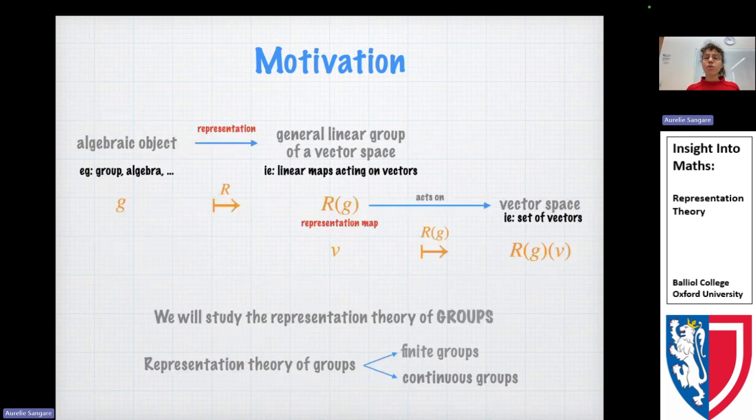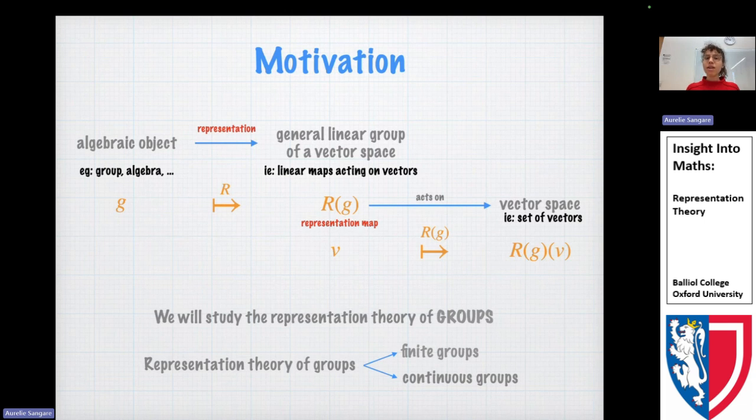And finally, before moving on to giving you the formal definitions of the concepts that I've introduced to you, I hope with this diagram to illustrate how your algebraic object acts on your vector space. So you start with your algebraic object, such as a group or an algebra. And in this algebraic object, you take an element, small g. Your representation is a function, which we denote by R, which takes this element small g, any element small g, and associates R of g, which is a linear map acting on vectors. It is a linear map acting on a vector space. And because this linear map is the result of applying a representation to the elements in our algebraic object, we call it a representation map.